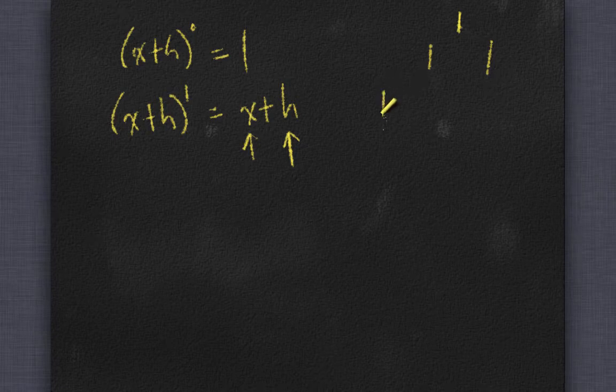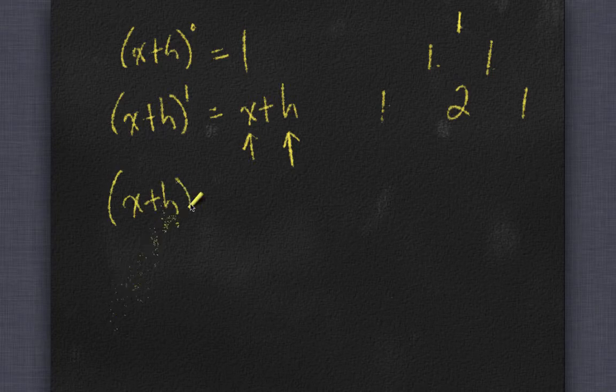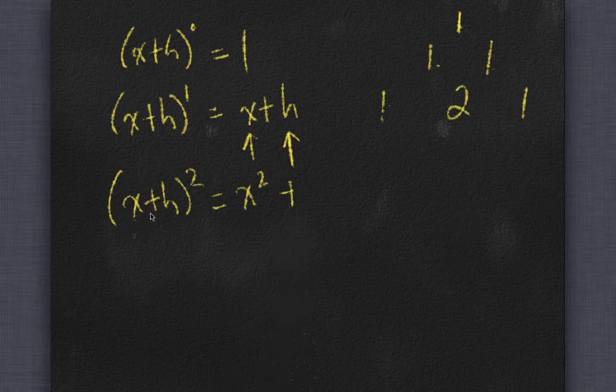Then 1, again, because 1 plus nothing is 1. 1 plus 1 is 2. 1 plus nothing is 1. There's one way to choose both x's. You choose both x's, x squared. There's two ways to choose the xh. You can choose the x from the first one and h from the second, or h from the first and x from the second. So 2xh plus, there's one way to choose h from both of them. It's the choose h from both of them way.